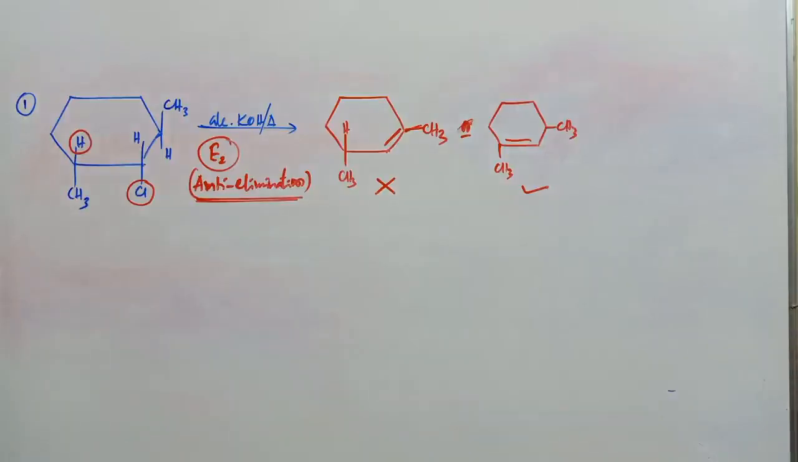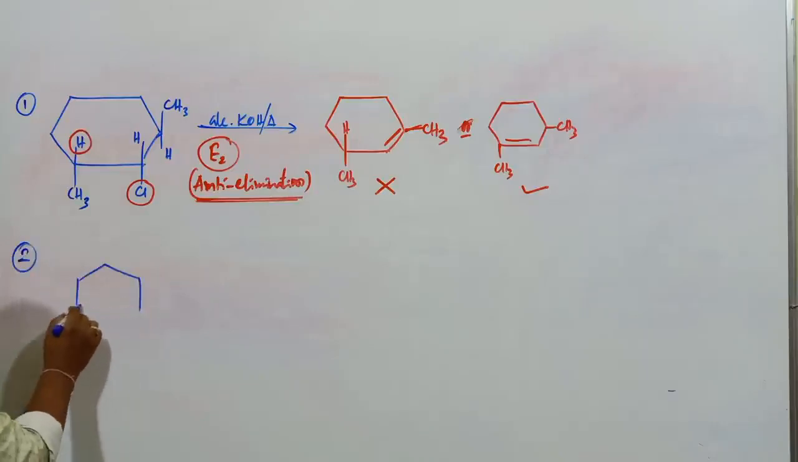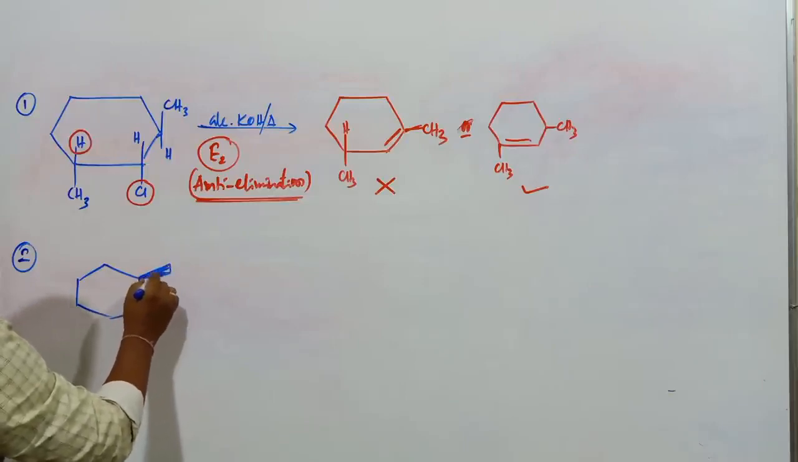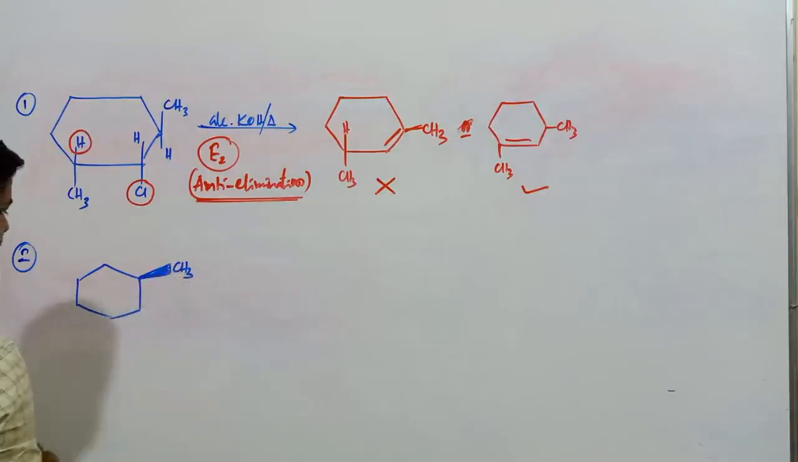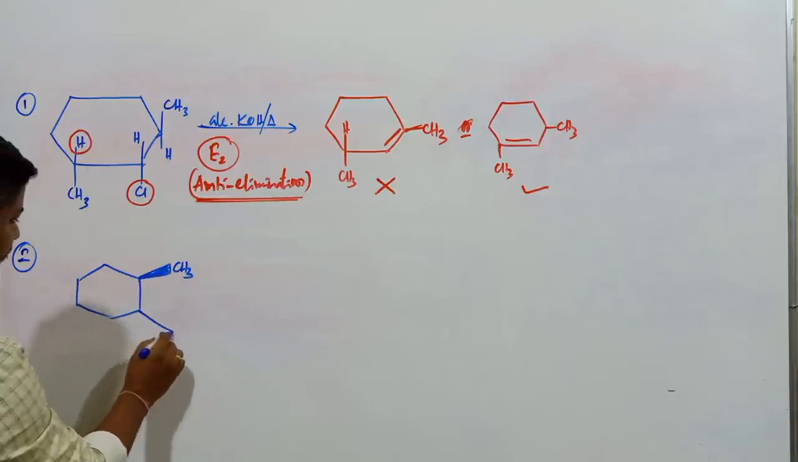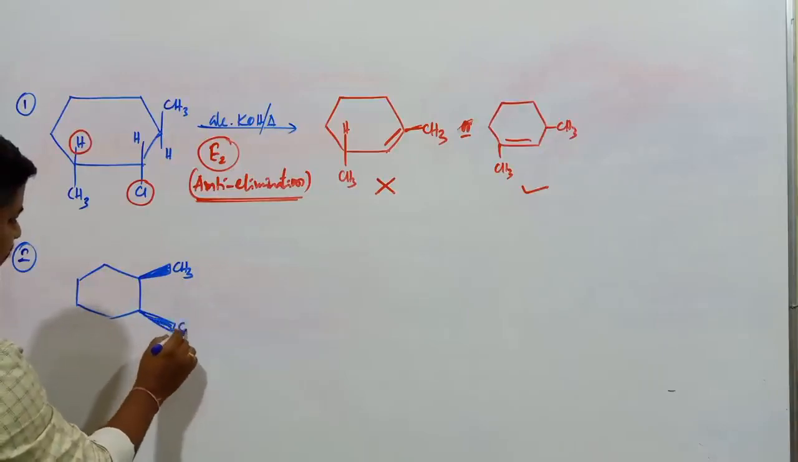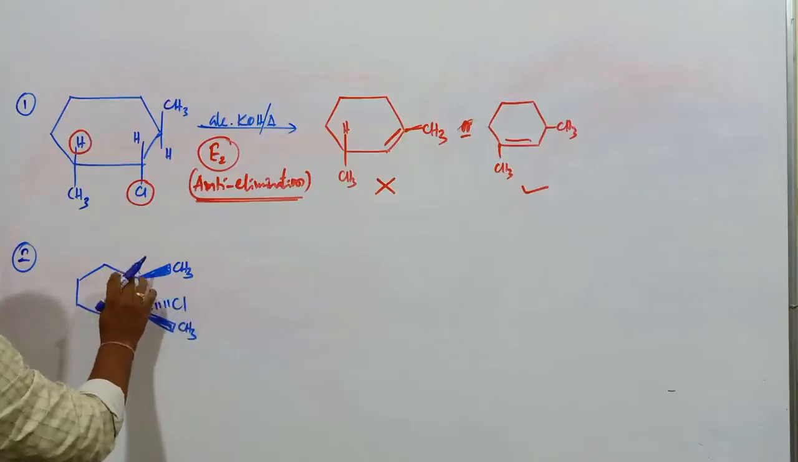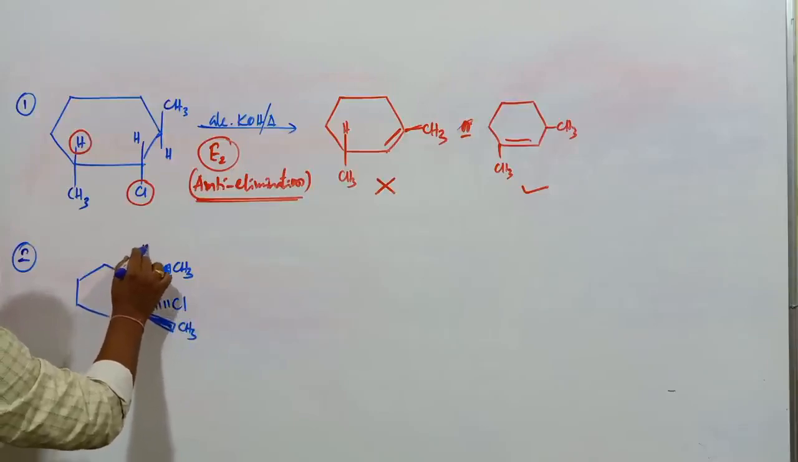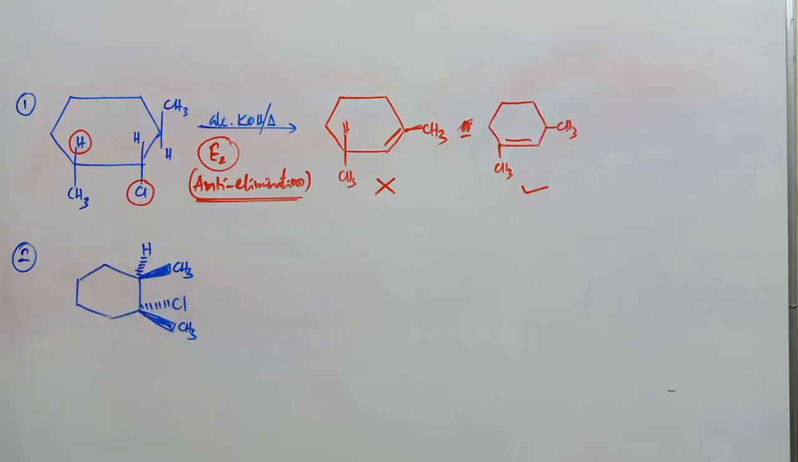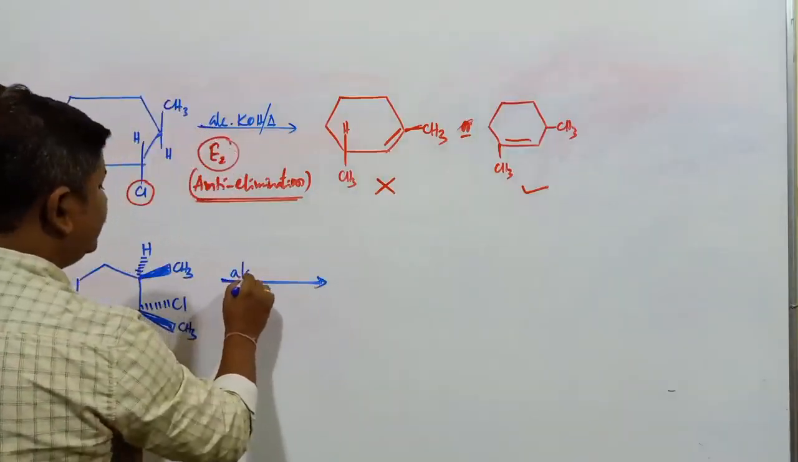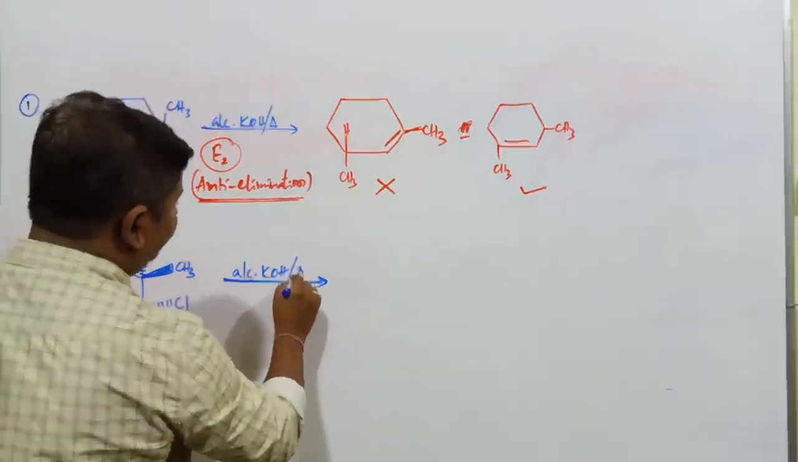Another example we will consider here, the second one. Here there is a wedge structure CH3, and another group is present, CH3. This is the chlorine, and here there is a hydrogen. So what is the product of dehydrohalogenation of this compound with alcoholic KOH followed by heating?